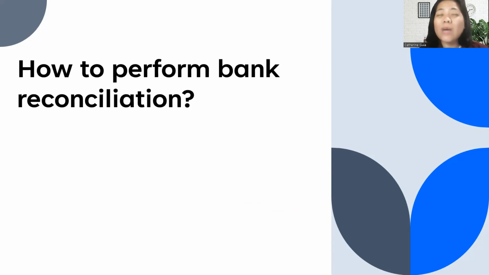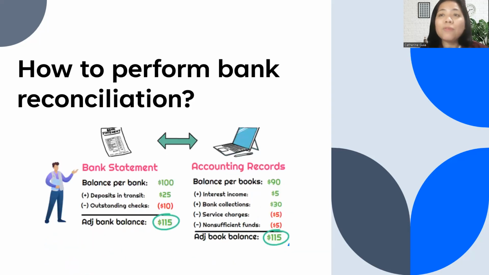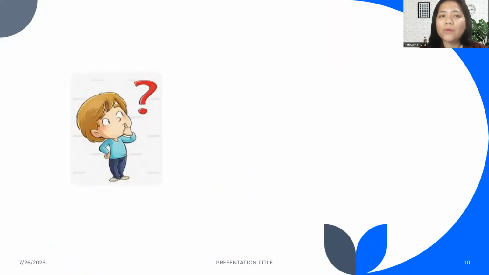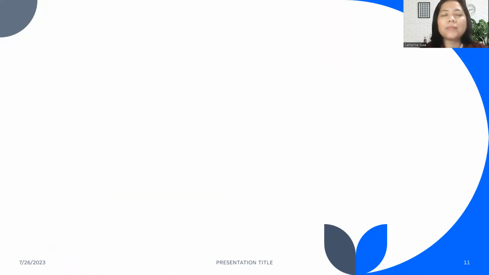Okay, the question is how to perform bank reconciliation. Actually, it's very easy. Why? Because you only need to be familiar with these two things, the one appearing in our bank statement and our accounting records. So here, you have to familiarize yourselves with the contents of your cash in bank, both per ledger or book balance and per bank statement or bank balance.